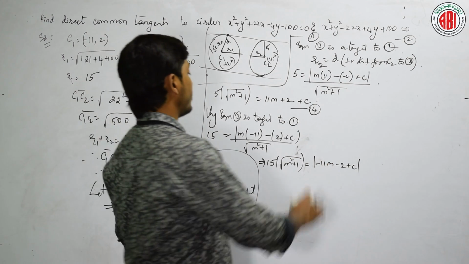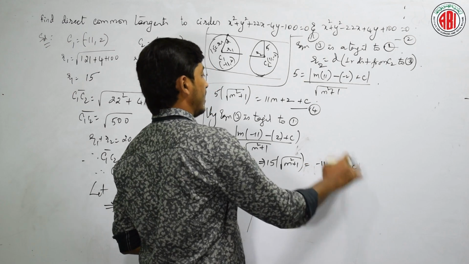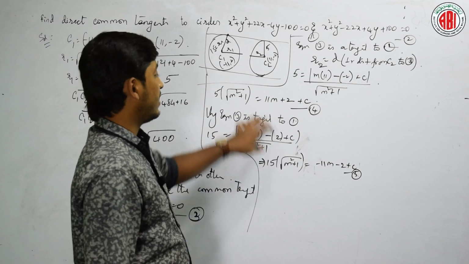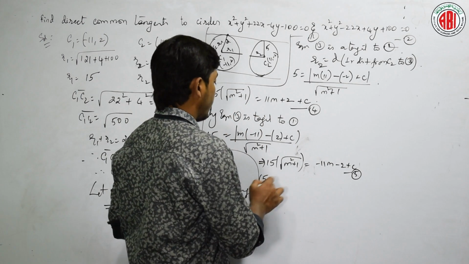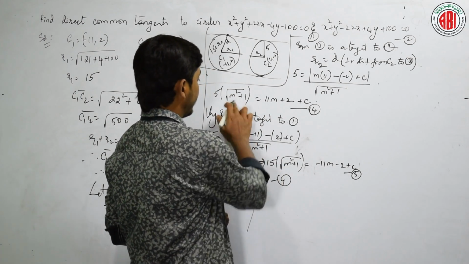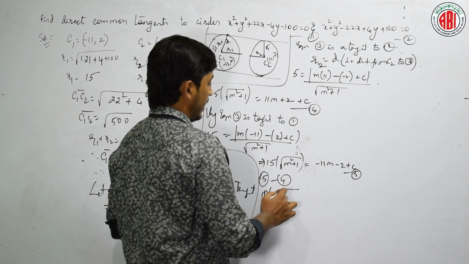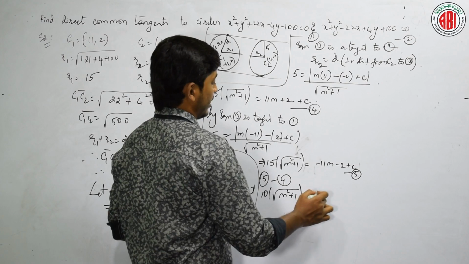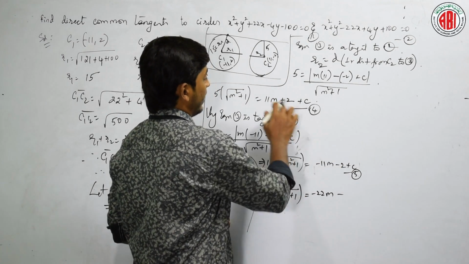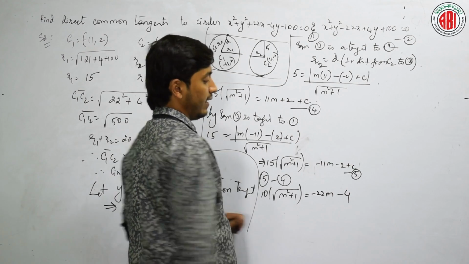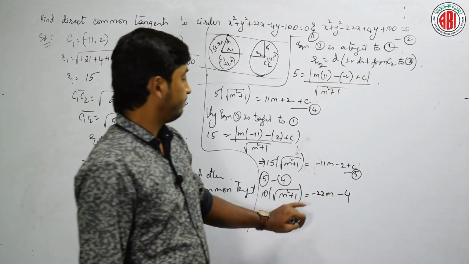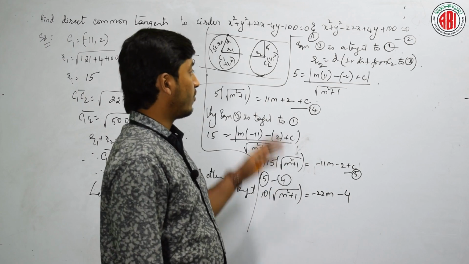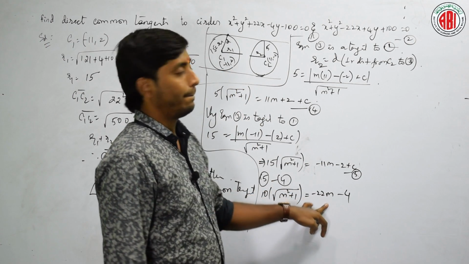Okay. So, if you observe here, this equation and this equation can be solved. Yes. So, let us subtract these both equations. Let us do 5 minus 4, we will get 15 minus 5 is 10 under root m square plus 1, minus 11 that is minus 22m, minus 2 that is minus 4, c will get cancelled. Is it done? Did you understand? So, we can solve this in order to find the values of m.